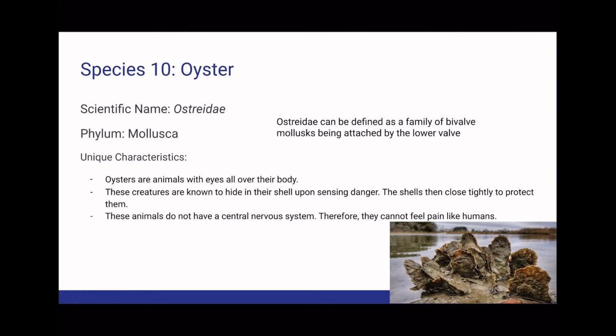Species 10, oyster. Scientific name, Ostreidae. Phylum, Mollusca. Ostreidae can be defined as a family of bivalve mollusks attached by the lower valve. Unique characteristics. Oysters are animals with eyes all over their body. These creatures are known to hide in their shell upon sensing danger. The shells then close tightly to protect them. These animals do not have a central nervous system, therefore they cannot feel pain like humans.